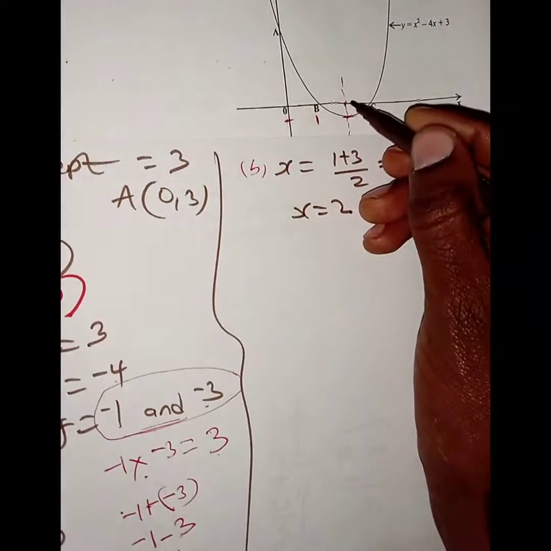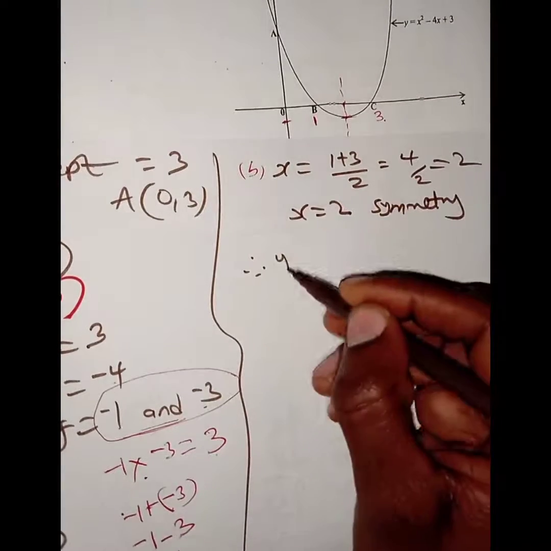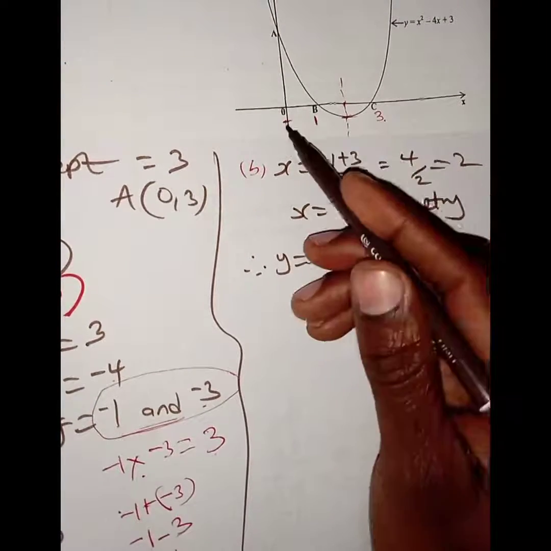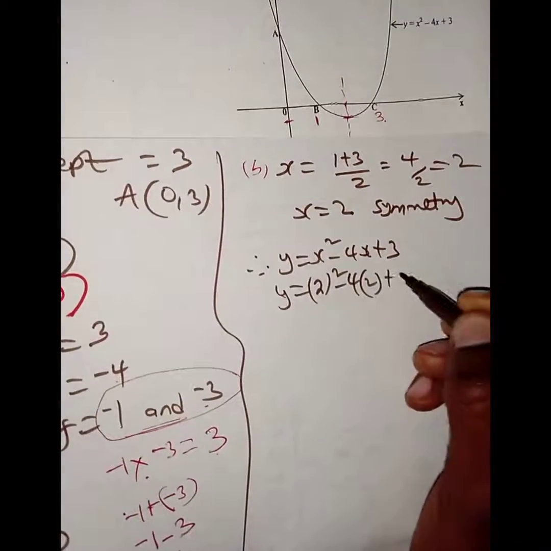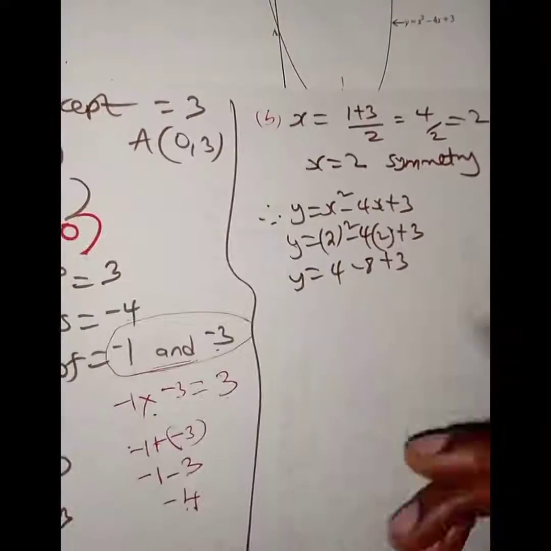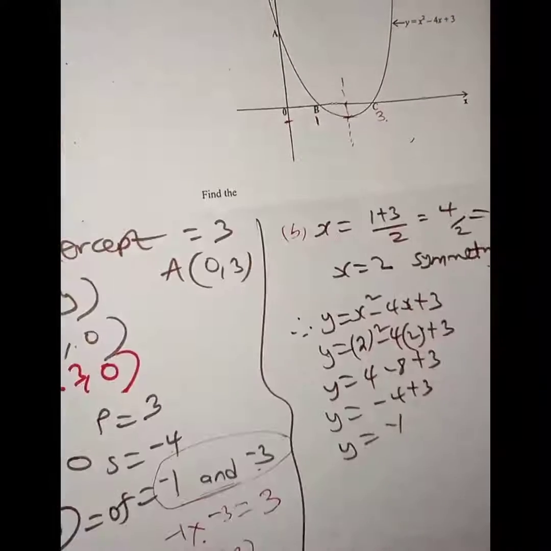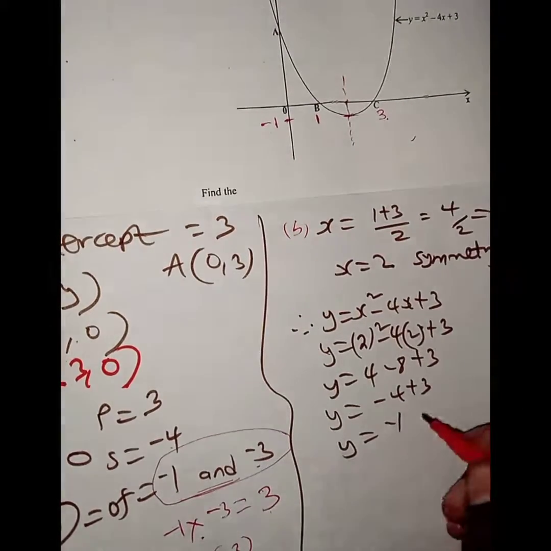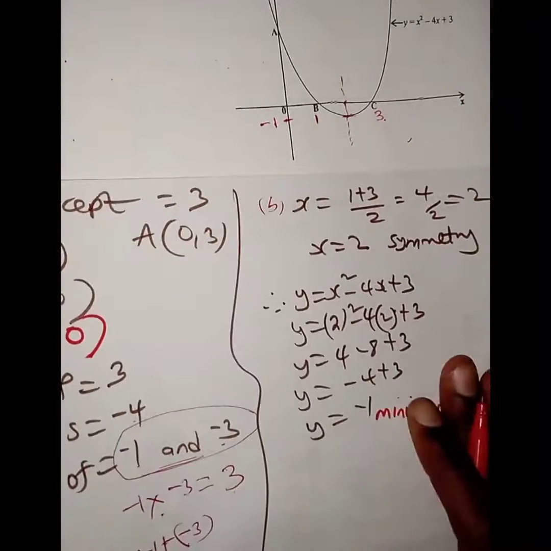Now, since this is a 2, what will be the y value here? So you take the original equation, y is equal to x squared minus 4x plus 3. Where there's x, put 2 to find the y, which is missing. So 2 squared is 4. 4 times 2 is 8. Then here, plus 3. 4 minus 8, you get negative 4. Negative 4 plus 3, you get negative 1. So the minimum value here is negative 1. Y is equal to negative 1 is our minimum value.